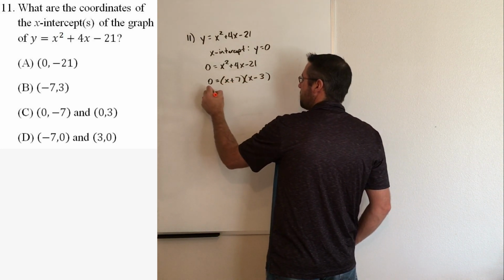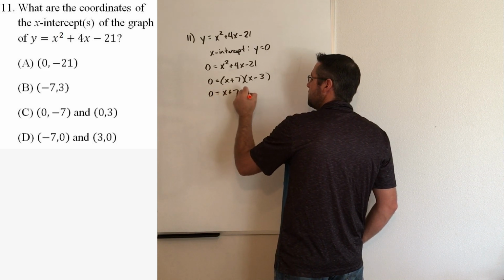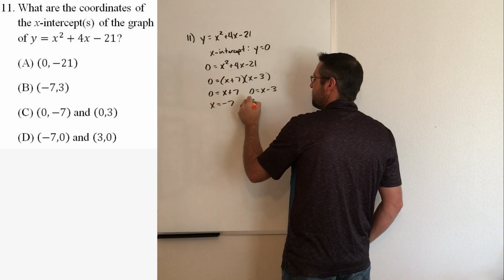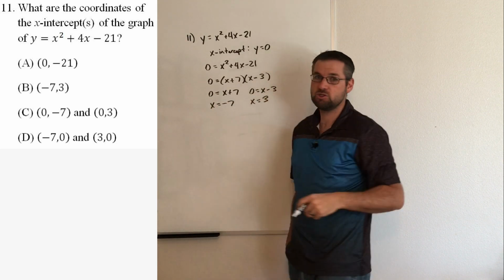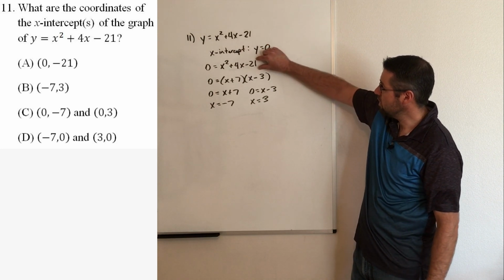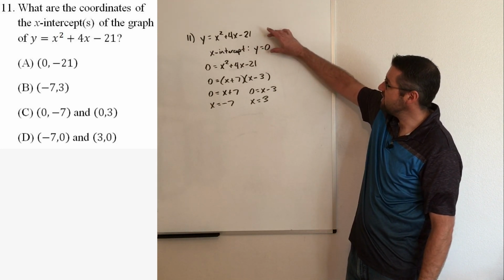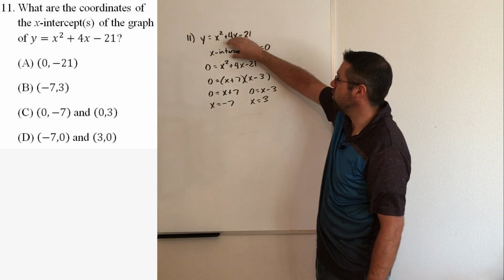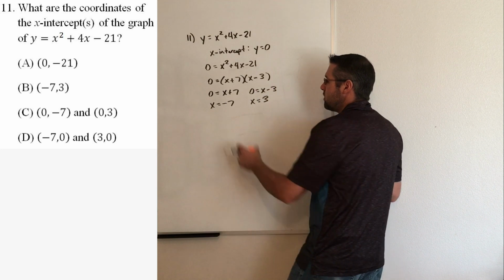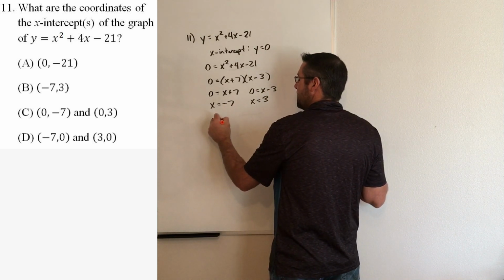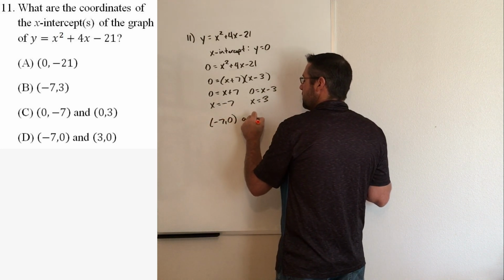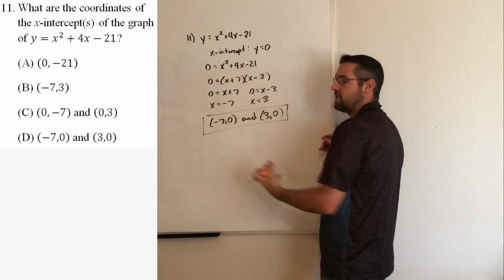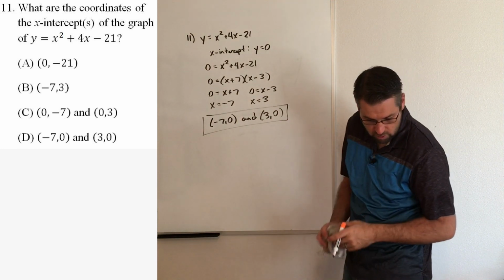Then we use the zero product property, so we say 0 equals x plus 7, and 0 equals x minus 3. We solve each of these cases, so x equals negative 7 and x equals 3. Now, if this was just solve the equation, we'd be done. But because it says find the x-intercepts, we need to write these as actual coordinates. X-intercepts are coordinates. So the coordinates of the x-intercepts are negative 7, 0, and 3, 0. Those are my x-intercepts. If you leave it like this, technically you're wrong, so be careful with your notation there.